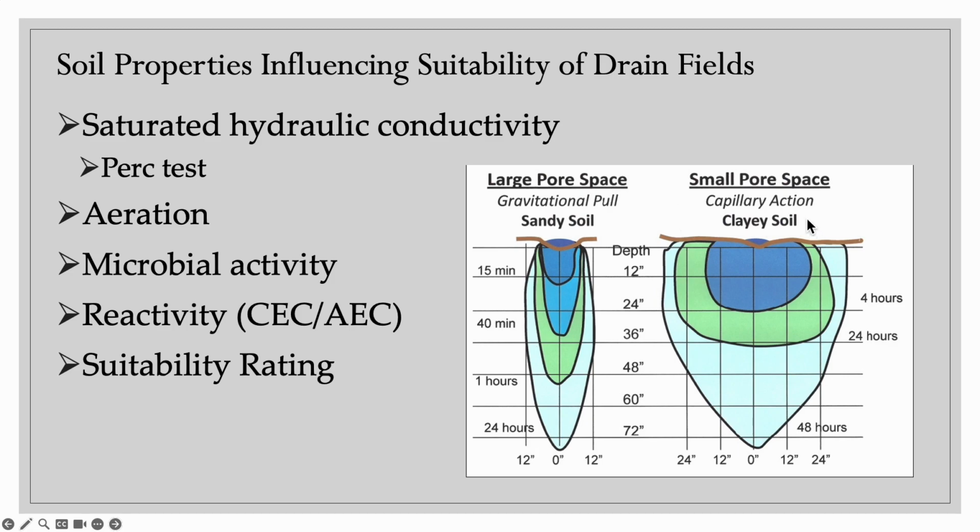So as I mentioned before, there is going to be a perc test, or what we call saturated hydraulic conductivity, and how much water the soil can hold, what the microbial activity is, and how much CEC or AEC you have in order to attract those anions or cations. Ultimately you'll be given a suitability rating. You can find some of these in Web Soil Survey, just to get a quick idea as to whether you will be able to use this soil to put a septic system in or not.